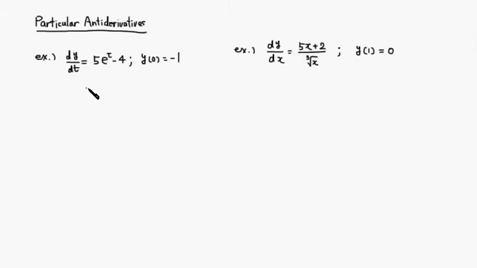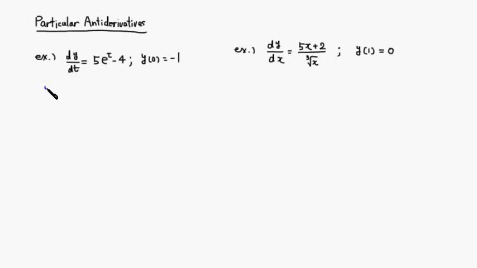It says that the derivative of y with respect to t is given to be 5e to the t minus 4. Then the function y evaluated at t equals 0 is supposed to be negative 1. Using these two pieces of information, we try to find the formula for the original function y. So let's do that. Since the derivative is given, we can take the antiderivative to go back to the original function.